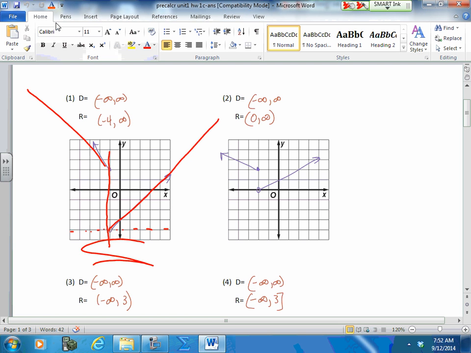If you have any questions, stop me. These are important that you catch these domains and these ranges.